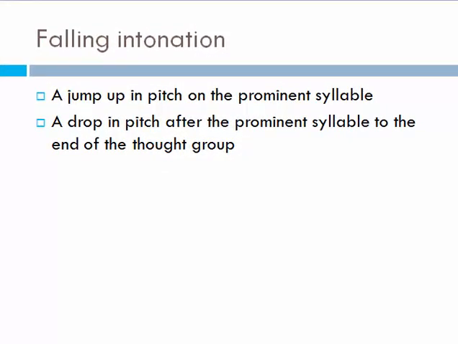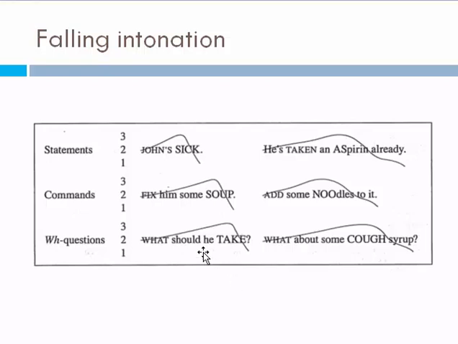Falling intonation as well as rising intonation are the most common patterns of intonation. And those are the two kinds that teachers generally teach the students. In falling intonation, there is a jump up in pitch on the prominent syllable and then a drop in pitch after the prominent syllable to the end of the thought group. For example, John's sick. He's taken an aspirin already. These are statements. So statements contain a falling intonation.